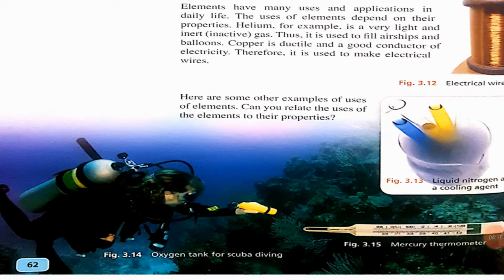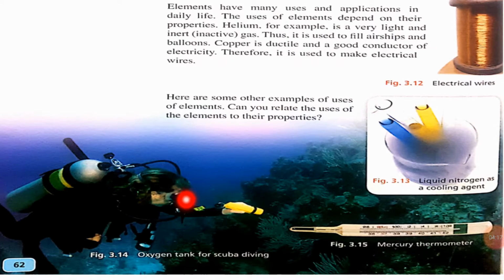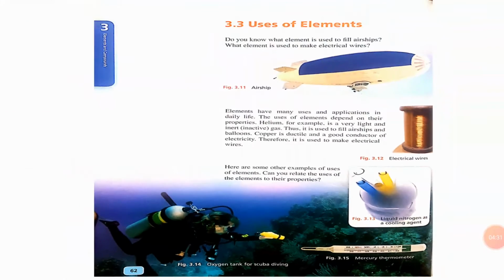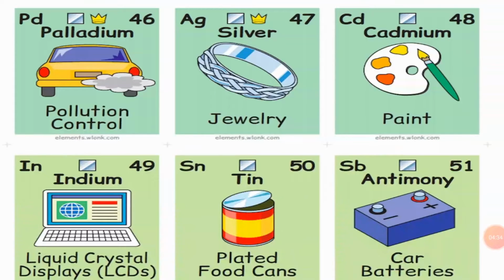And what is the scuba diver doing here? He's carrying a cylinder. Which cylinder? This is the oxygen cylinder. So we can easily say that oxygen, an element, is used for breathing purposes. Here are some other examples of elements used in our daily life.